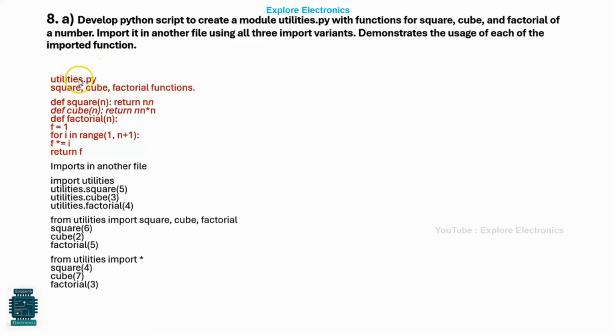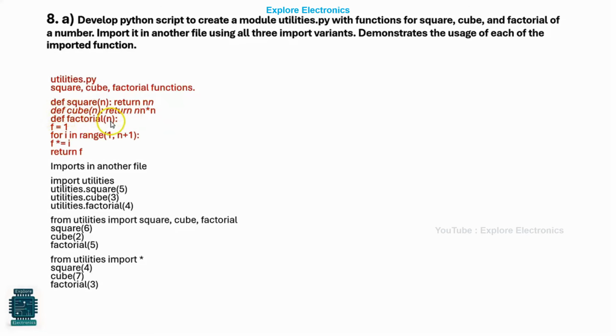utilities.py is the name of the Python file where the functions are defined. Square, cube and factorial functions, and the comments describe the purpose of the file, that is square of n, cube of n and factorial of n. After that, define square(n). Here, it will return the square of n. Define cube(n), which means n into n again into n. This is the cube of n.